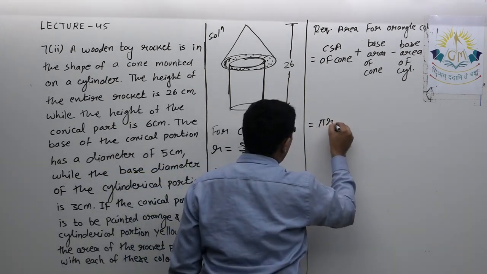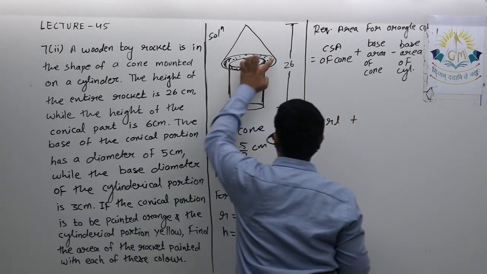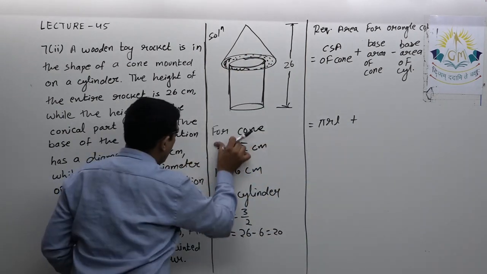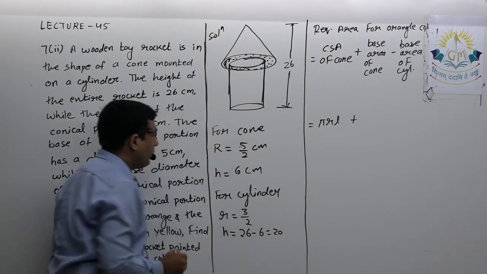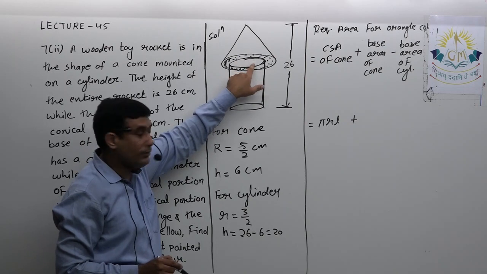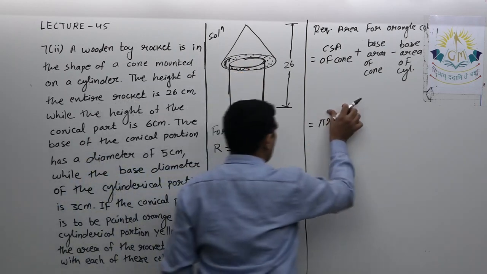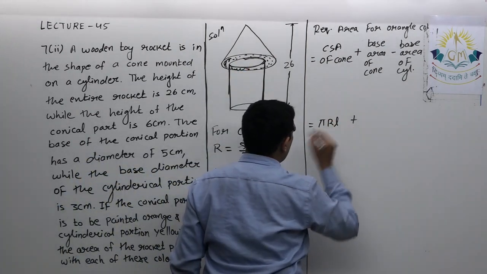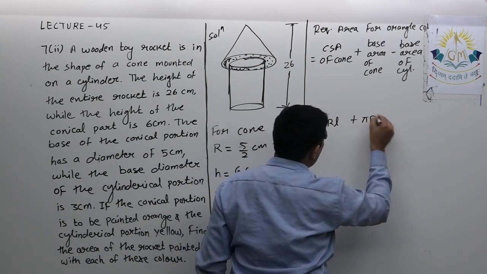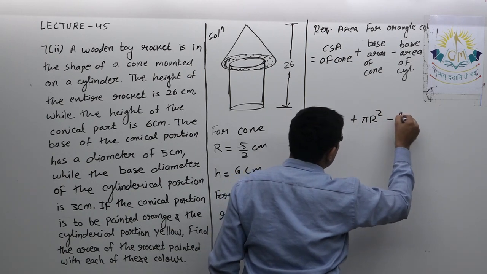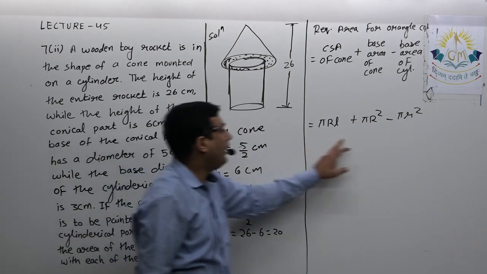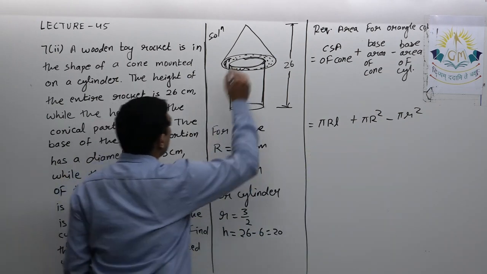Okay, this is pi RL plus base area of cone. So here, I took r and r, which is actually incorrect. Here I should take capital R because the radius of the conical portion and the radius of the cylindrical portion are different. So instead of small r, I write capital R. Pi RL. Now base area of cone, that is pi capital R square. Base area of cylinder, that is pi small r square. Now simply I have to put the values of R and L. Now L is not given over here directly.